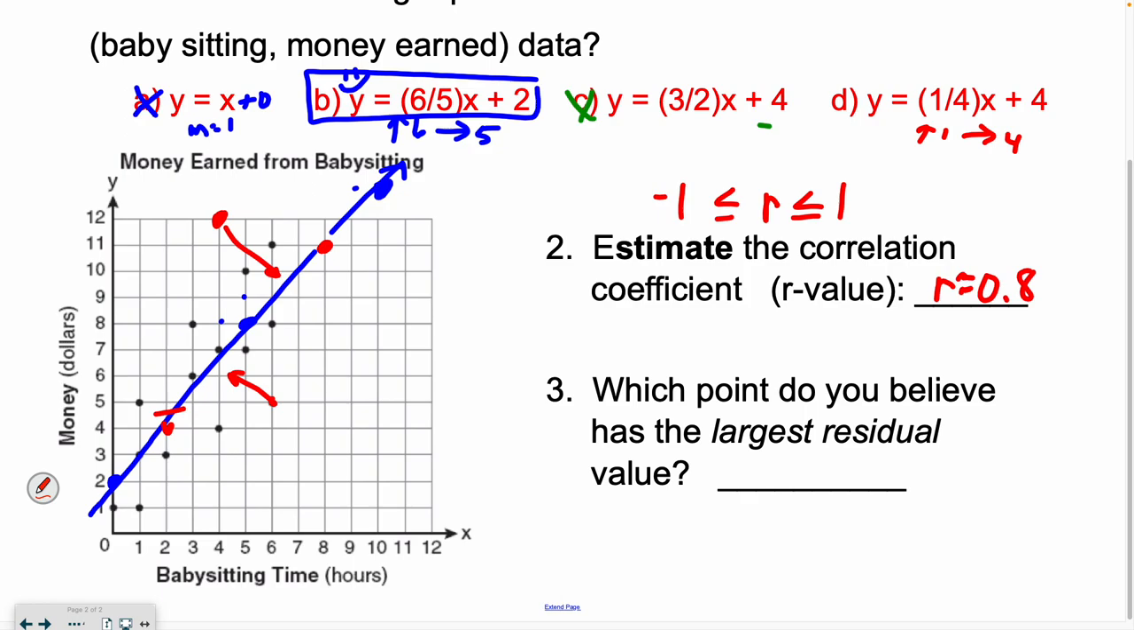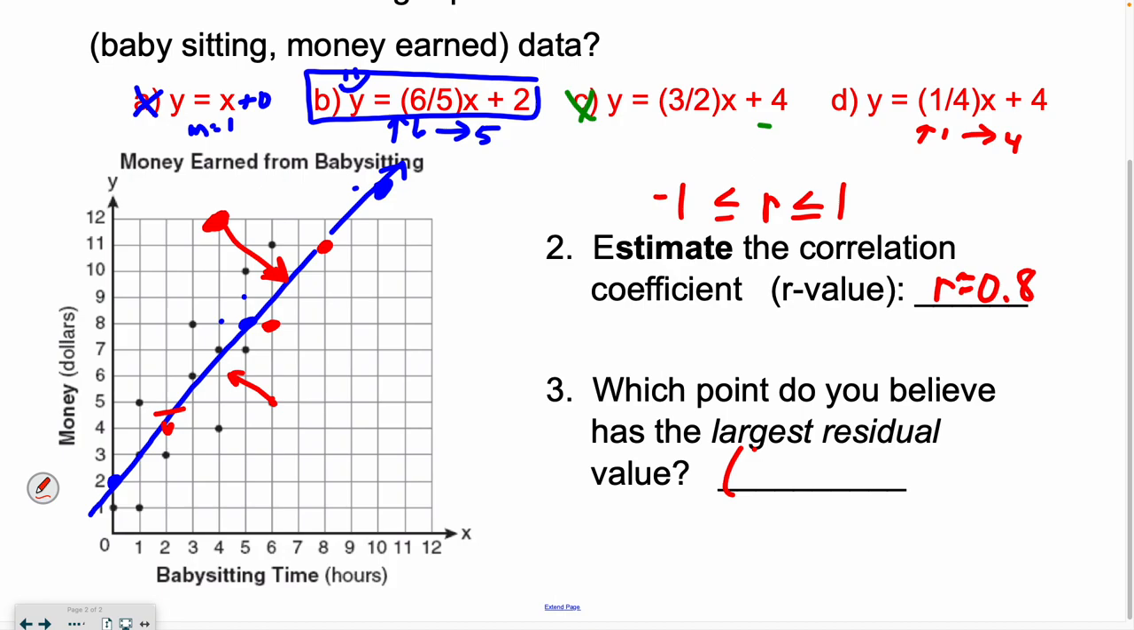All right, and then which point do you believe has the largest residual? Remember, that residual is the difference between a point and the line. And it's funny how I talked earlier about how this point right here is kind of far away. Well, that means that that has a very high residual compared to, let's say, this point here. So this point, whatever that point is, let's see, that is 4, 12. I definitely believe that point has the largest residual.